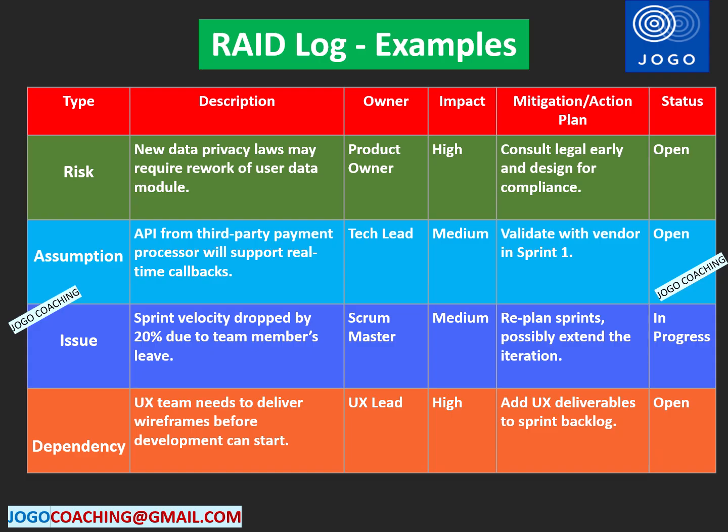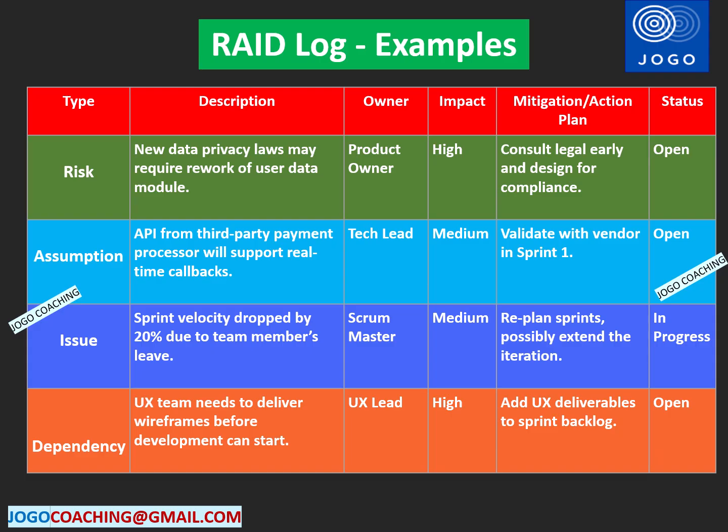The first example is risk. Here the description is: new data privacy law may require a rework of the user data module. So here we are seeing a risk related to data privacy law that needs some work in the product. The owner is the product owner. The impact will be very high. And what is the mitigation or action plan? Consult legal early and design for compliance. So this is the risk we are foreseeing that should be addressed, and we need to talk to the legal team to do some work for the product. The status is open, and this can be closed once it's addressed.